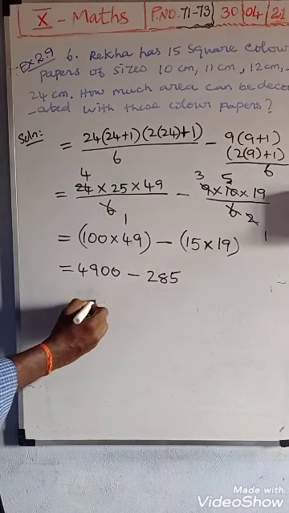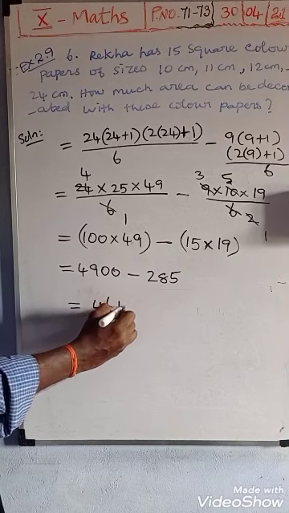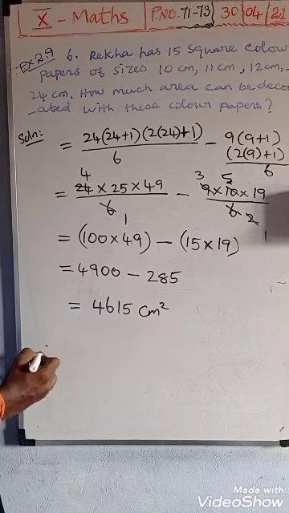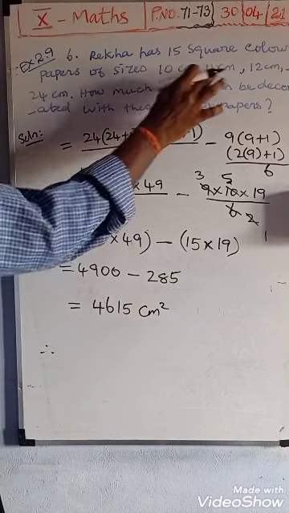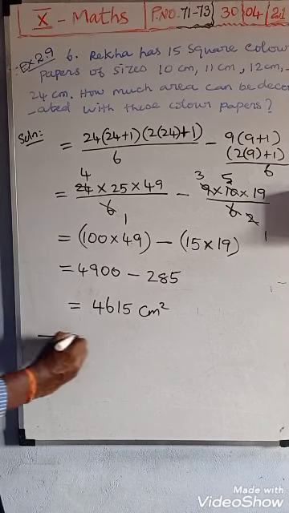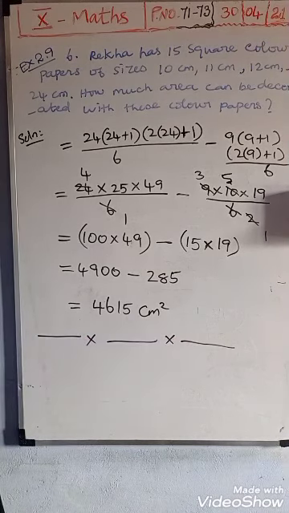Now these two values are separate. We will get 4615 centimeters squared. Okay, because here the area is already given in centimeters. So area of the square, we know what the square units are. So square units means centimeter into centimeter, squared. Therefore, how much area can be decorated with these color papers? So this is the final answer. What does that mean? 4615 centimeter squared area will be decorated.